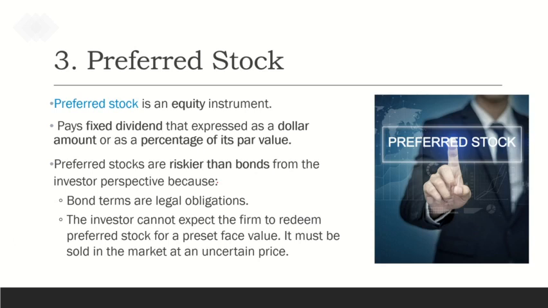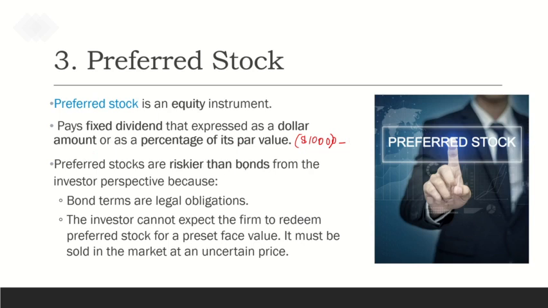Okay. Yang terakhir sekali adalah preferred stock, which is an equity instrument. It pays a fixed dividend that is expressed as a dollar amount or as a percentage of its par value. We know par value tadi nilai 1,000 ke, nilai 1,000. Jadi bagi percentage lah, berapa percentage nak untuk dividend preferred stock.